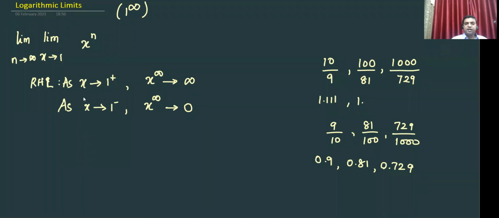So this is the point I'm making. As x tends to 1 from numbers greater than 1, you raise it to a very high power, it tends to infinity. Whereas x tending to 1 from numbers slightly lesser than 1, then x power infinity tends to 0.